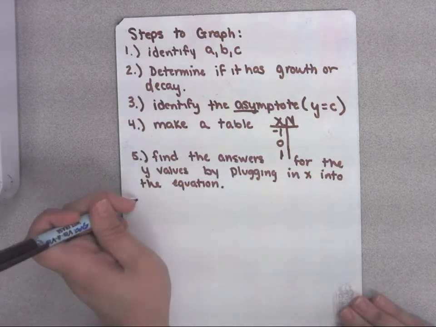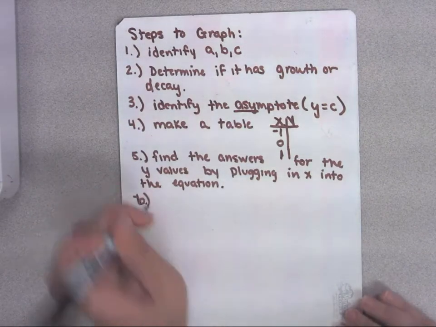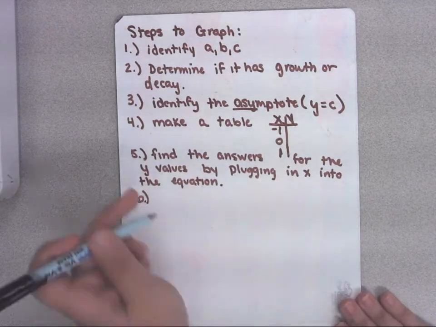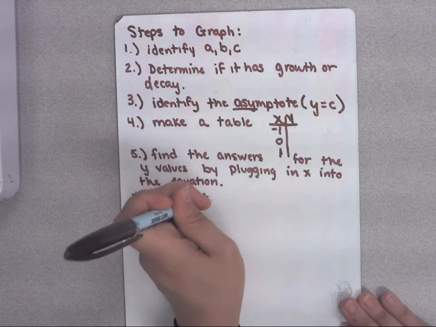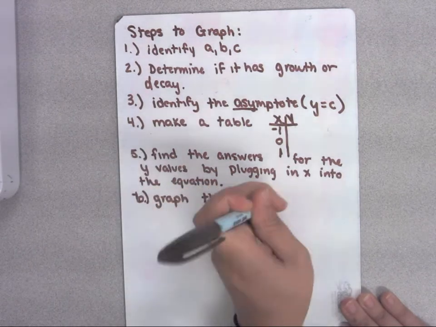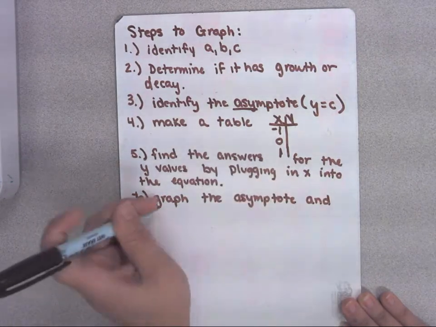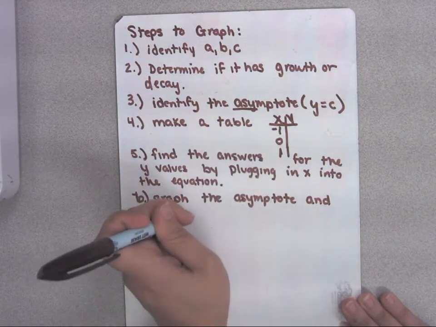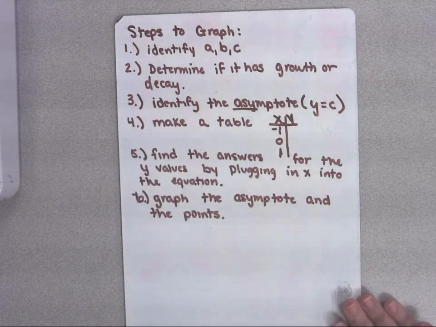Once we have that, step 6, I almost wrote 7, that's silly. Step 6, graph the asymptote and the points. And that's it. 6 steps.